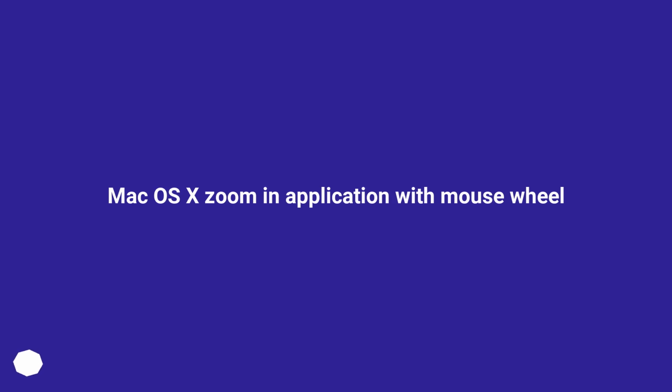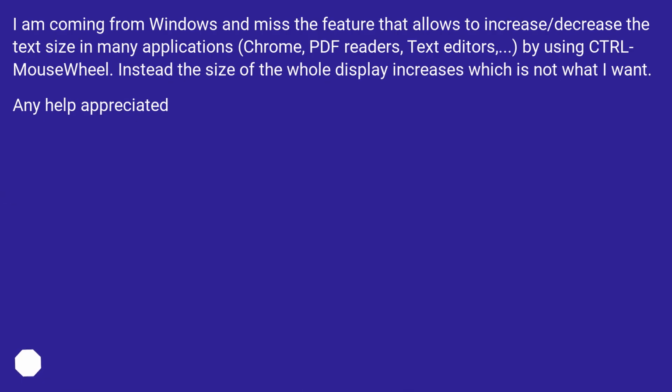macOS X: Zoom in application with mouse wheel. I am coming from Windows and miss the feature that allows to increase/decrease the text size in many applications, Chrome, PDF readers, text editors, by using Control + mouse wheel. Instead, the size of the whole display increases, which is not what I want. Any help appreciated.